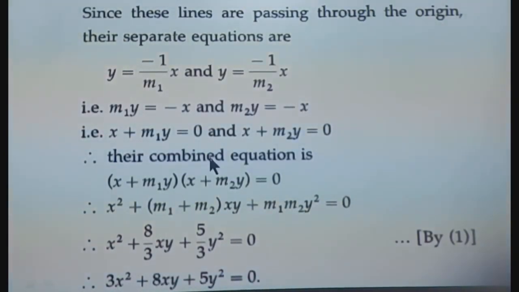Now we have to find their combined equation. Therefore, for the combined equation we multiply these two terms. So we write (x plus m1 into y) into (x plus m2 into y) equals 0. Multiplying these two terms, we write x square plus (m1 plus m2) xy plus m1 into m2 y square equals 0. So substitute the values of m1 plus m2 and m1 into m2 that we already calculated in equation number 1: m1 plus m2 equals 8 by 3 and m1 into m2 equals 5 by 3. Therefore, after multiplying each term by 3, we get 3x square plus 8xy plus 5y square equals 0. This is the required combined equation.